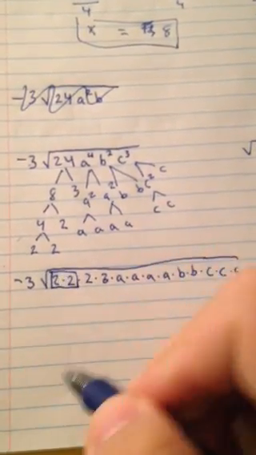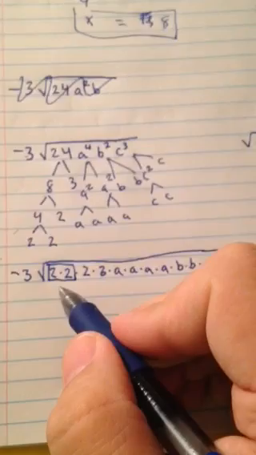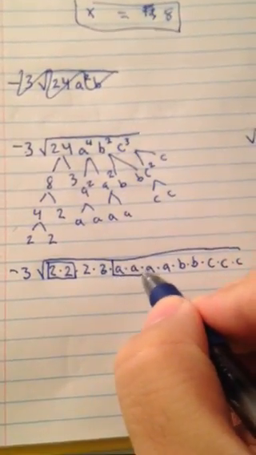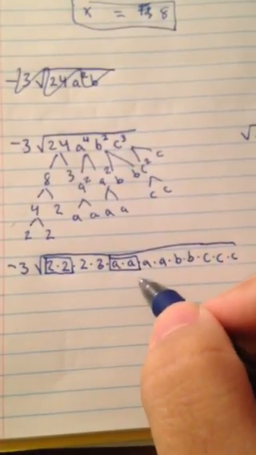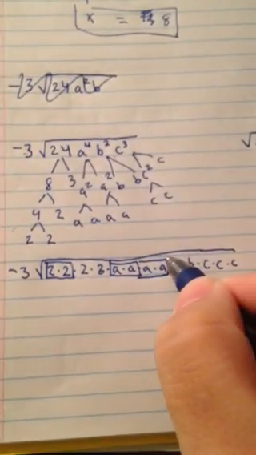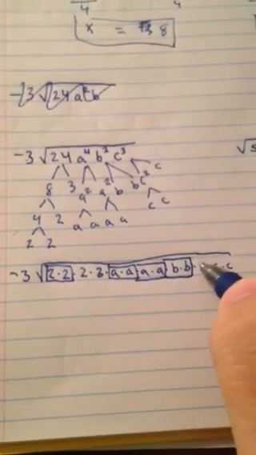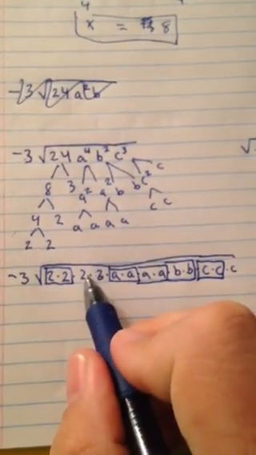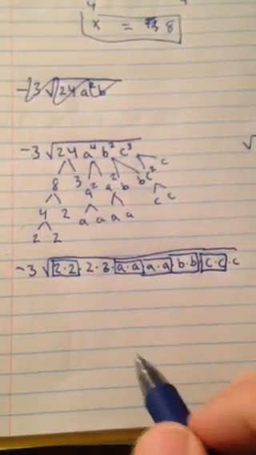We know that that is a perfect square. 2 times 2 is 4, and I know the square root of 4 is 2. I know that a times a is a squared, and the square root of a squared is a. I know that this is true for this, I know it is true for this, and I know it is true for this. Okay? And it looks like we have some leftovers who don't have buddies.